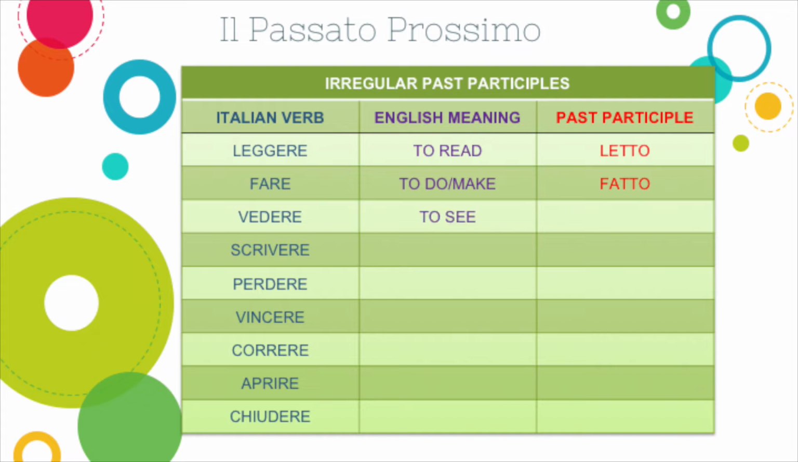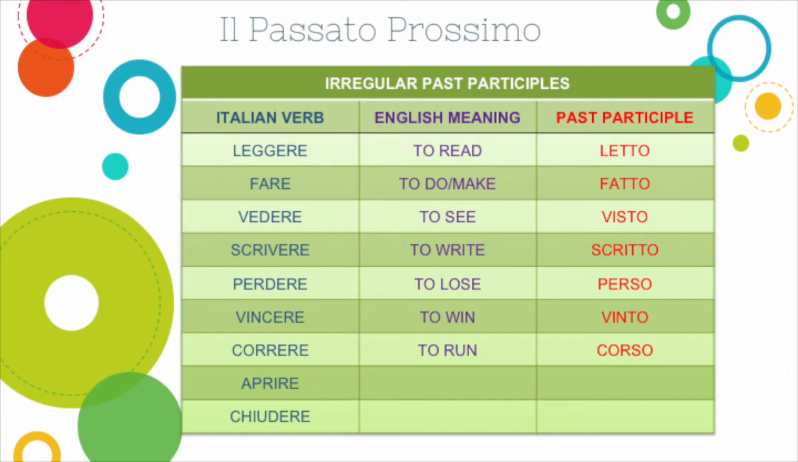Vedere means to see, and the past participle is visto. Next we have scrivere, which means to write, and the past participle is scritto. Perdere is to lose, and the past participle is perso. Vincere means to win, and the past participle is vinto. Correre means to run, and the past participle is corso.